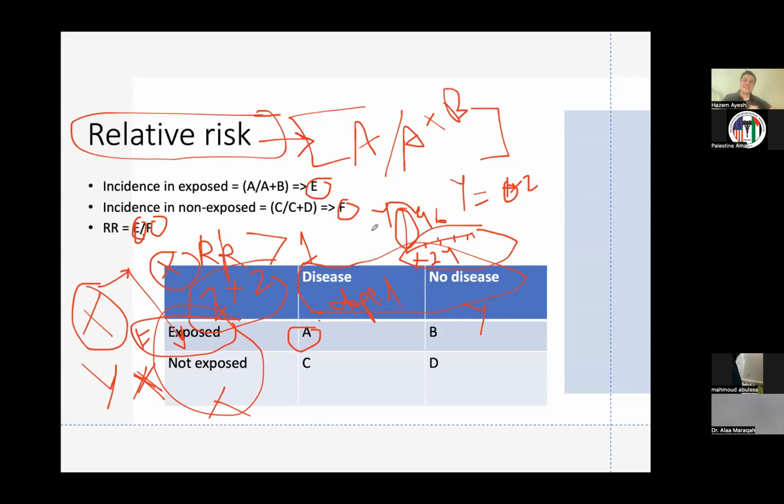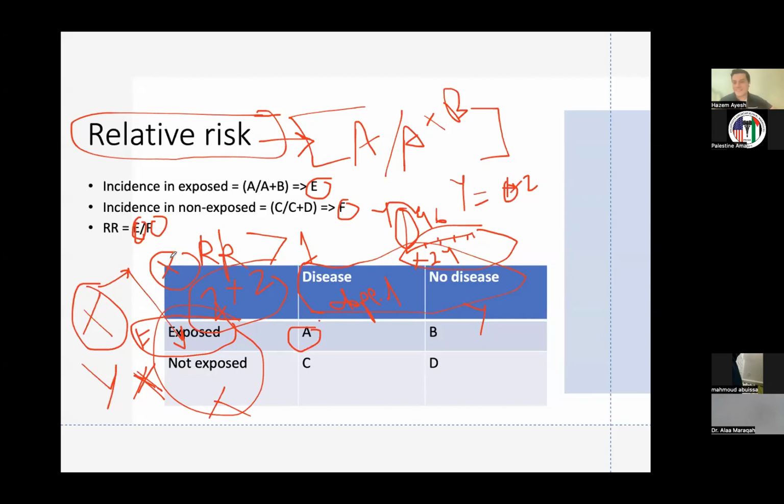When it is less than 1, that tells you that F is bigger than E. So the incidence of the disease or outcome in the exposed group is less than the incidence in the non-exposed group. And that tells you that the exposure is protective because it helps to decrease the disease outcome.